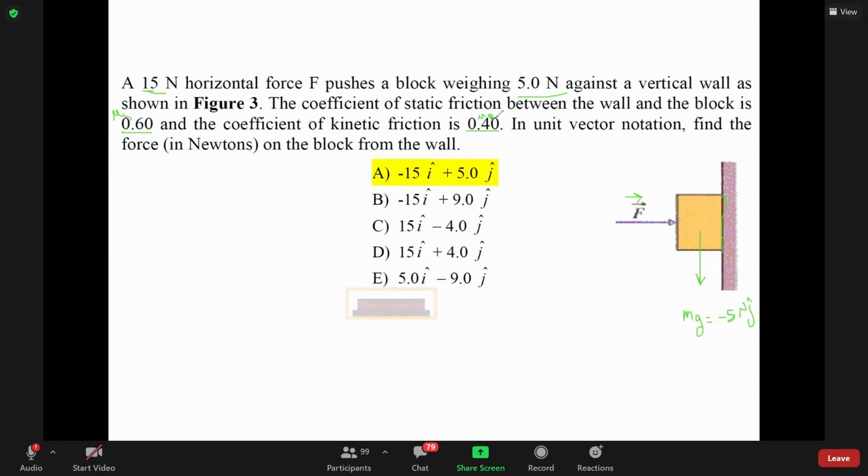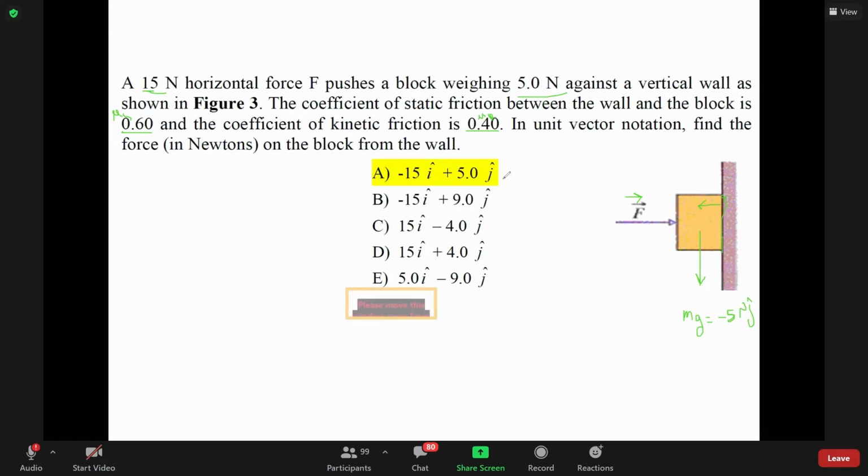In unit vector notation, find the force in Newton on the block from the wall. On the block from the wall. By default, I know there should be something related to negative I hat. Why? Because the wall will reply with a normal force against the block, so it should be something negative I hat.